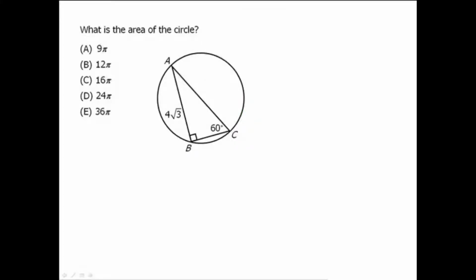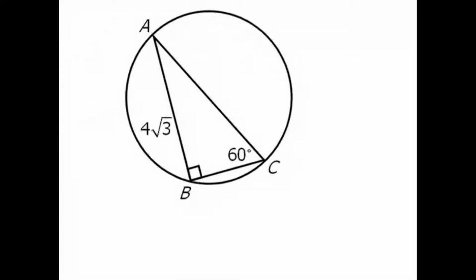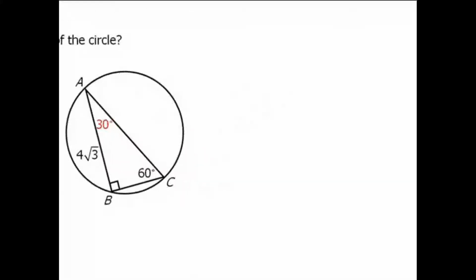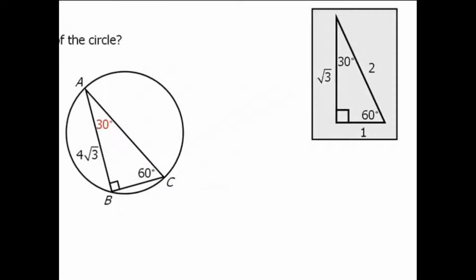Let's begin by finding the third angle in this triangle. We know that the sum of all three angles will be 180 degrees, so this remaining angle must be 30 degrees. Now notice that we have a 30, 60, 90 triangle. Well, we know a lot about this type of triangle.